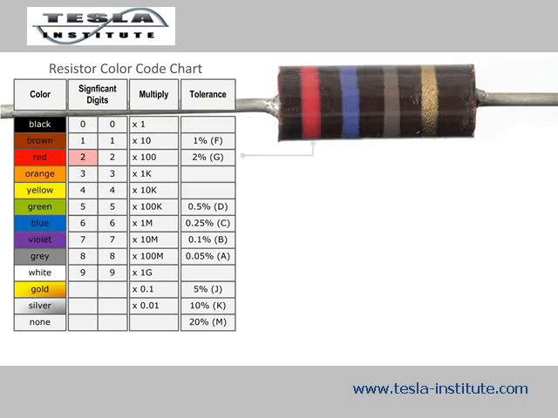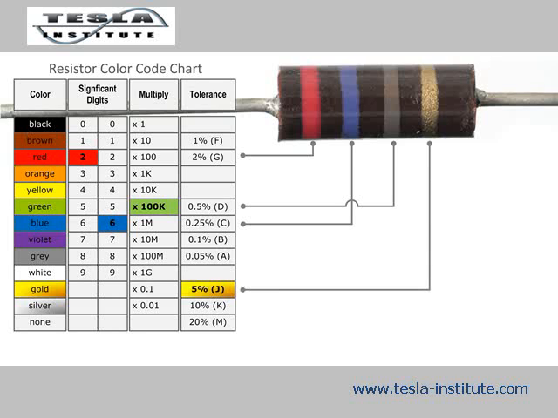Using the chart, we see that the first red band has a value of 2. The second blue band is 6. The third band is gray, which means a multiplication factor of 10,000. The golden fourth band means a tolerance of 5%. We know that the resistor has a value of 2.6 megaohms with a tolerance of 5%.